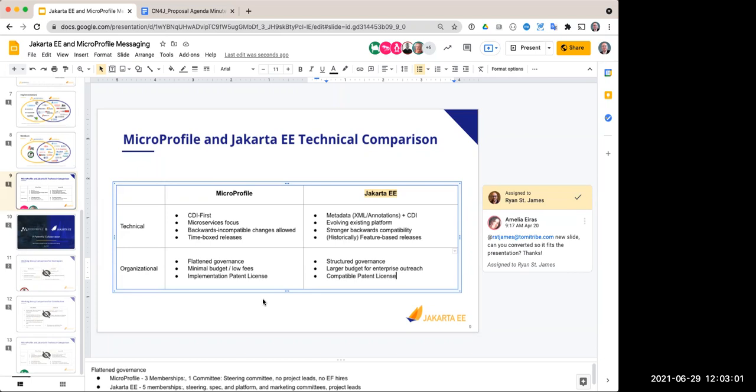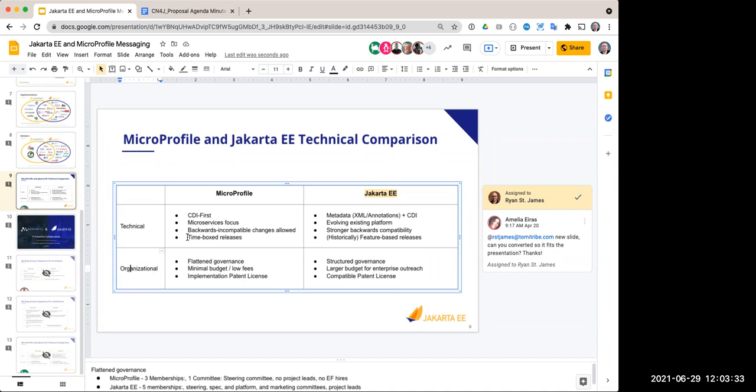For the technical ones, I think the time box release versus feature-based release is not quite true at the moment. Do we really want to highlight that? I guess we can always revise this. The suggestion is that MicroProfile releases more rapidly. Maybe we say more rapidly. Let Will finish, I would love to hear the end of Will's sentence.